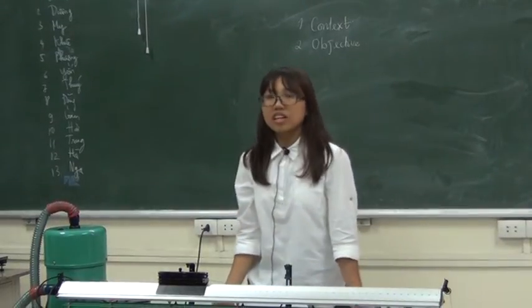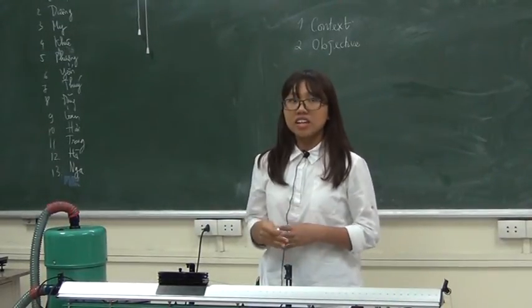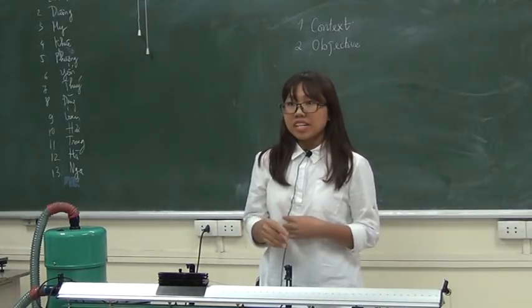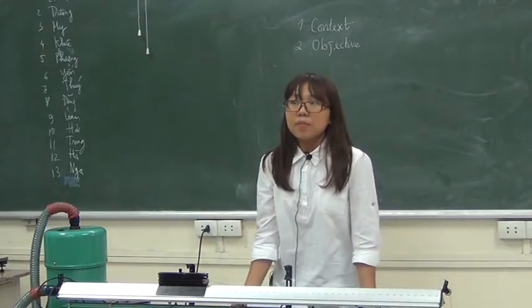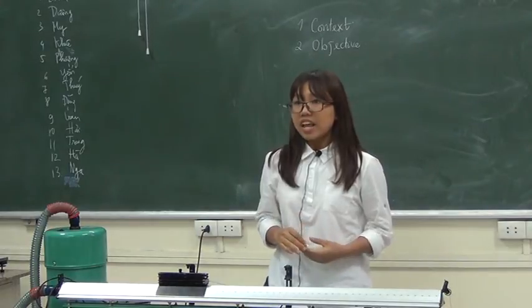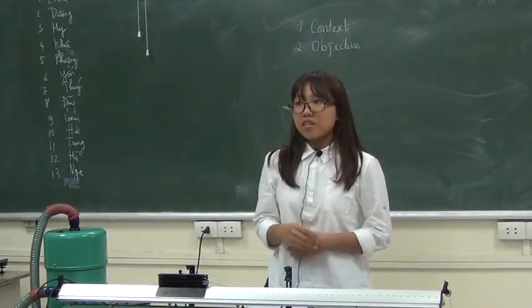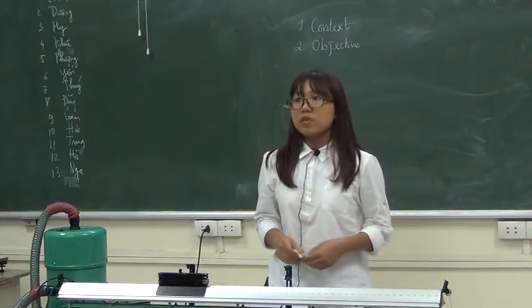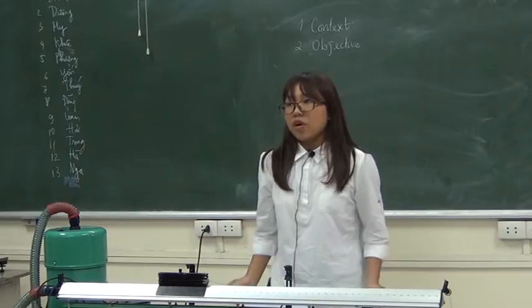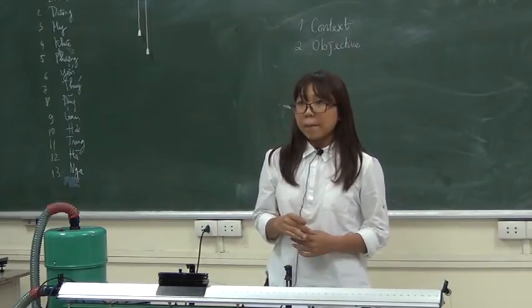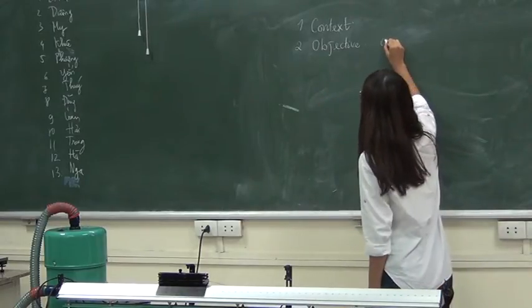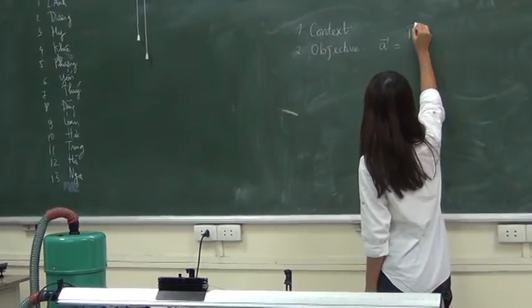I hope that after learning the lesson, students can understand Newton's second law. As you know, Newton's second law states that the acceleration of an object is in the same direction as the net force acting on it, and the magnitude of acceleration is directly proportional to the net force acting on it, and inversely proportional to the mass of the object. And I can express this law as vector a equals vector F per m.